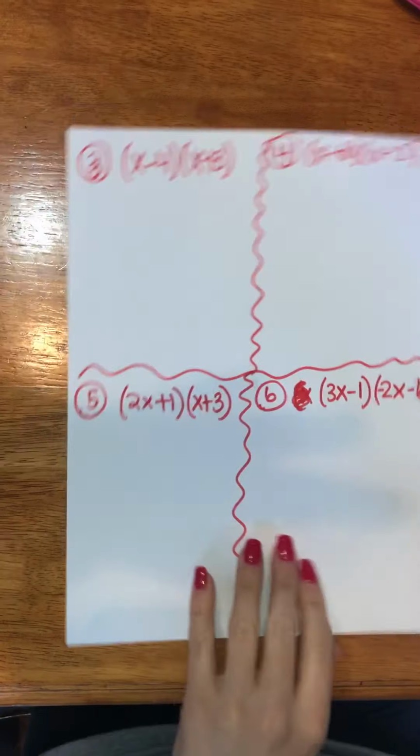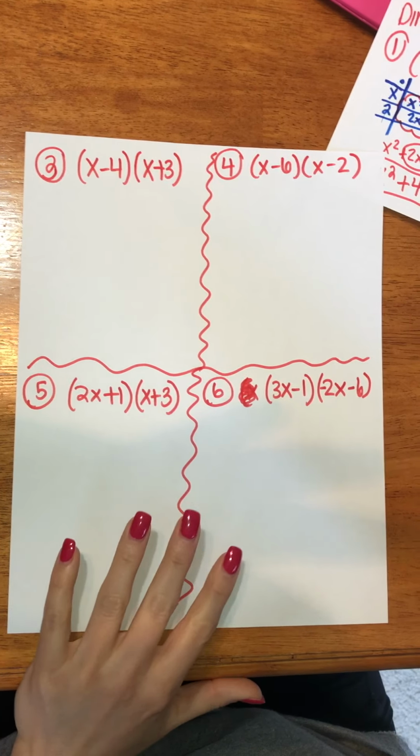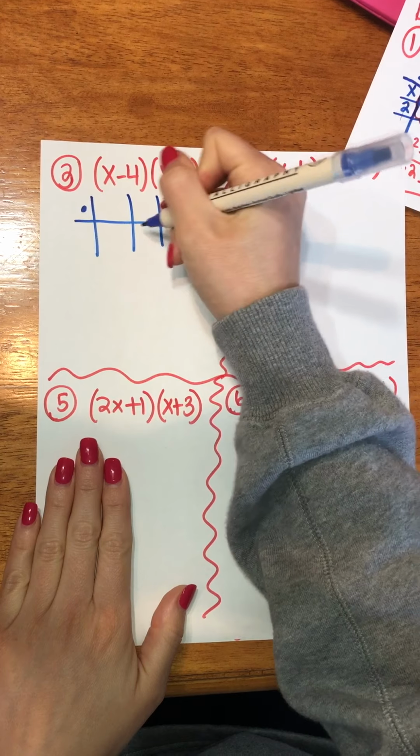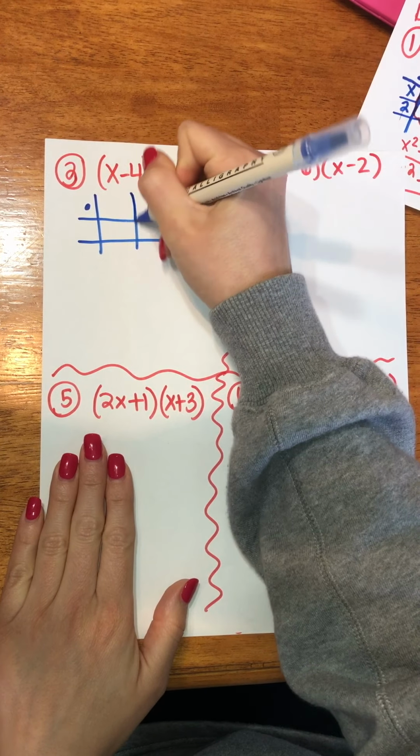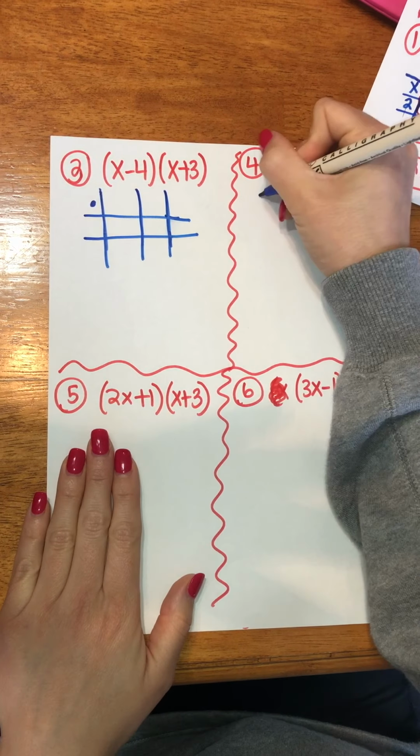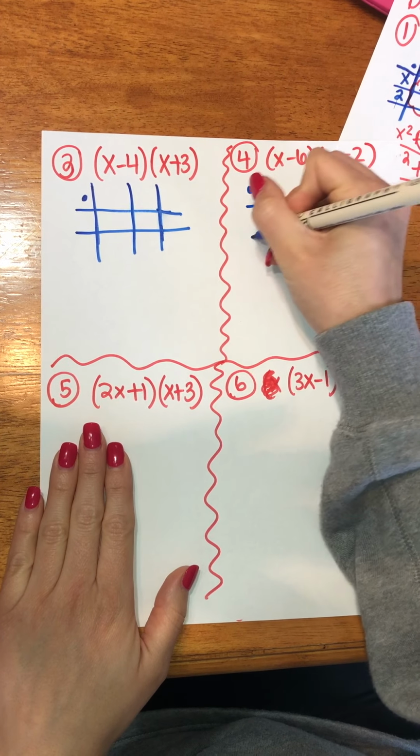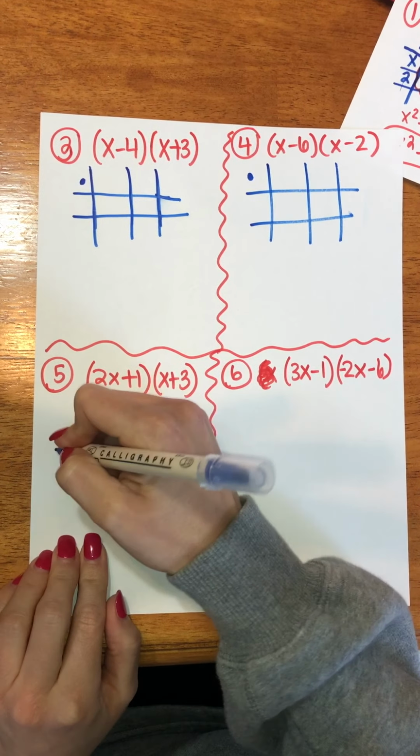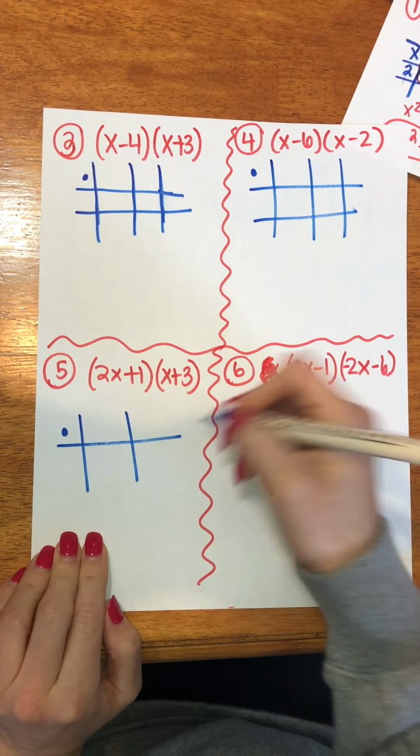All right, let's do some with the negatives and then some harder problems at the bottom. So you have to create your chart. So basically you're just going to create it like this every time. All right, it doesn't have to be perfect. All right, so you're going to write down the problems. And then you're going to create your charts.